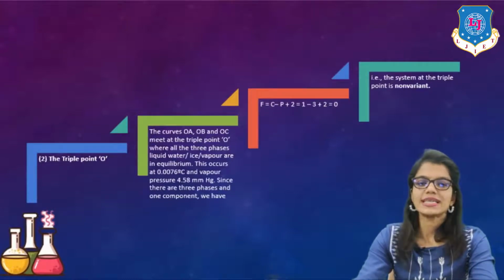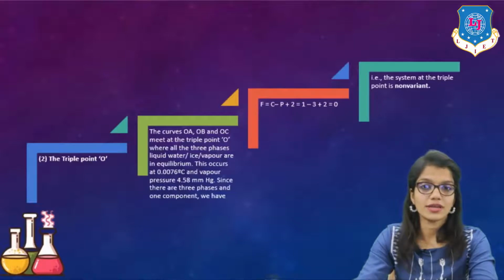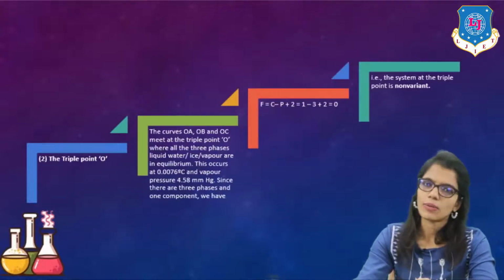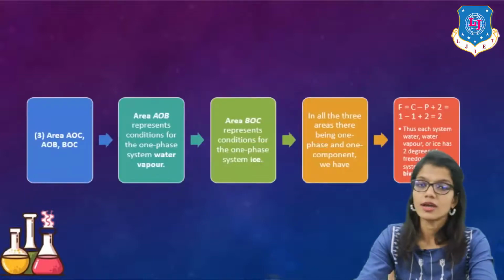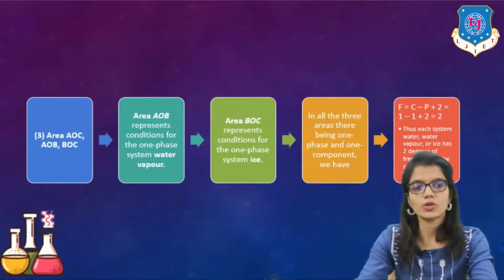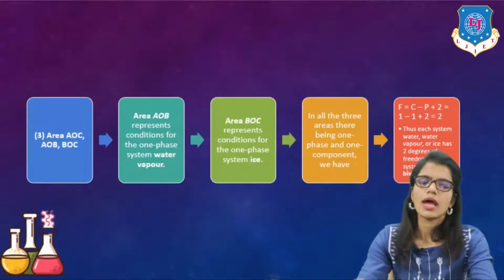So we can say that at the triple point, the system becomes non-variant. As you can see, at a curve it is monovariant. At the triple point, it becomes non-variant. That means we can't change any variable to get the triple point. If we change, then the values will be changed again.